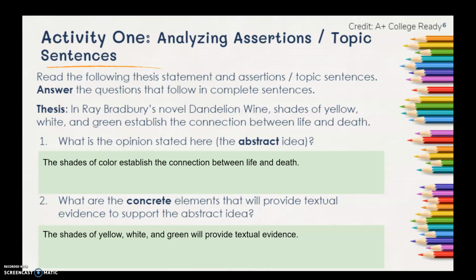So, question number 1 says, what is the opinion stated here? And I put in parentheses, the opinion refers to the abstract idea. Again, an abstract idea is the symbolism or meaning behind something. Abstract, we cannot see it, we can't touch it, it's not physical. Okay? So, we need to look for the symbolism in this sentence. What is being symbolized? Well, the thing that's being symbolized is the connection between life and death.